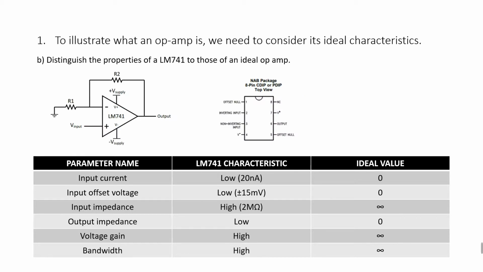Okay, distinguish the properties between the LM740 and the ideal OPM. So by comparing the ideal and the practical, practically we want it as close as an ideal OPM. So for example, the input current, we want it to be 0. So that means we want it as low as possible. So input current low, input offset voltage is also low. The input impedance as high as possible. Output impedance as low as possible. The voltage gain and the bandwidth as high as possible for the practical.